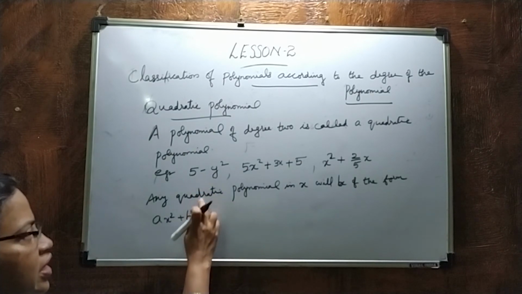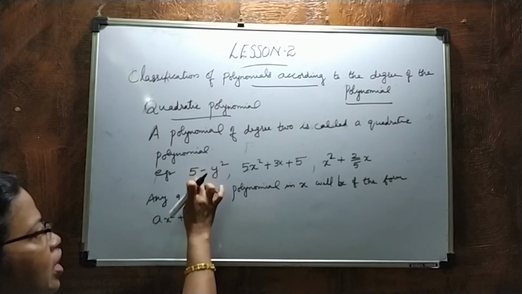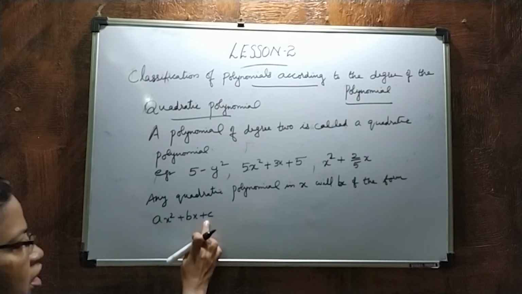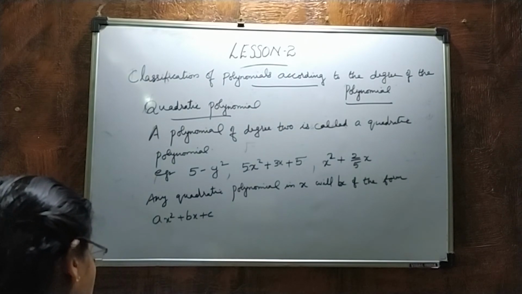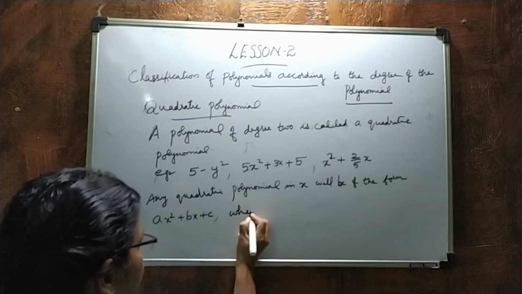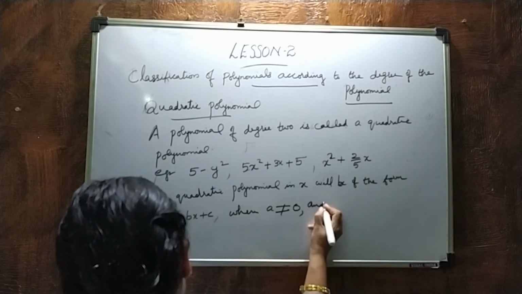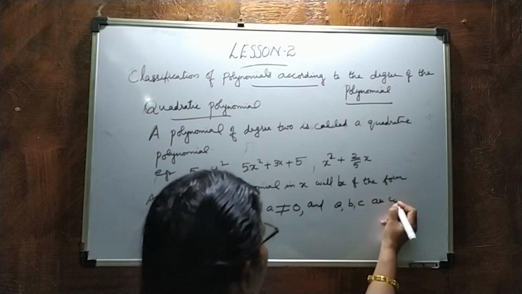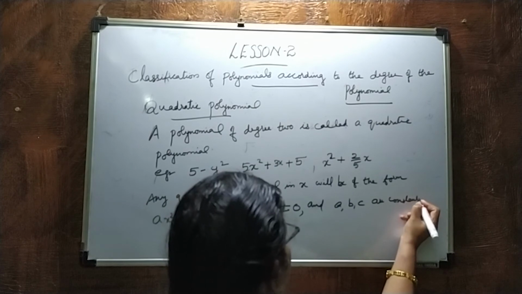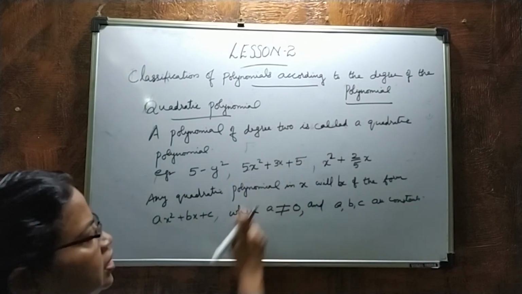Degree is 1 is there; here no variable with 1 is there, no, here x raised to 0, y raised to 0 is there. That's why it is c. Okay, a constant is a number. So here it is ax square plus bx plus c, where a not equal to 0 and a, b, c are constants. Constant means it is numbers. These are numbers a, b, c.